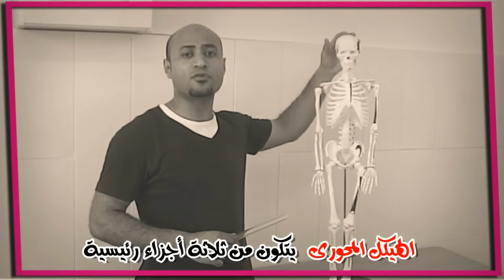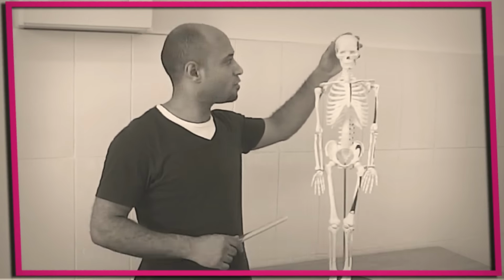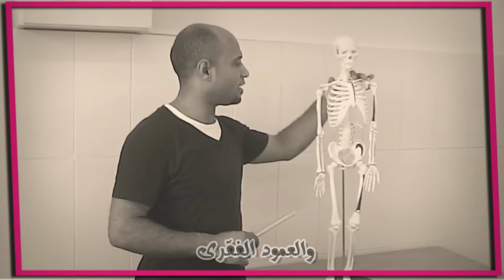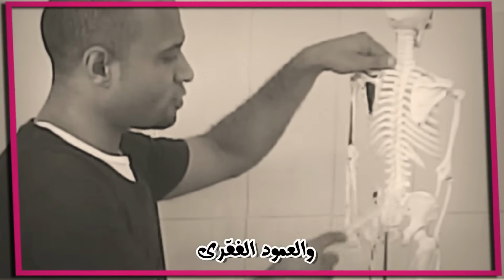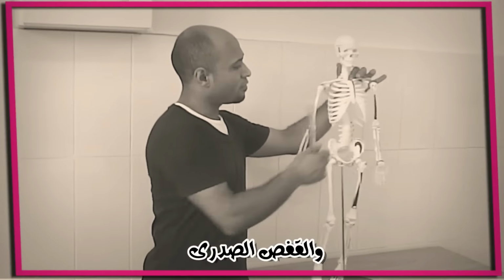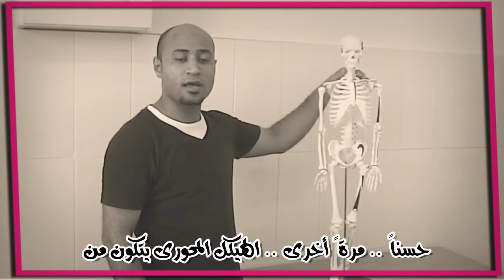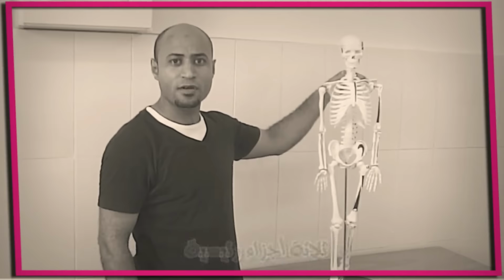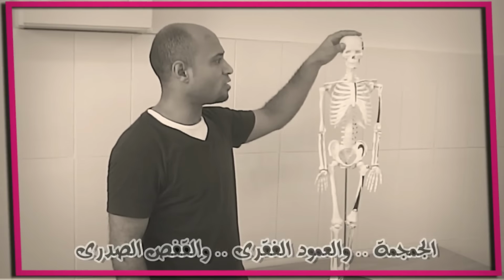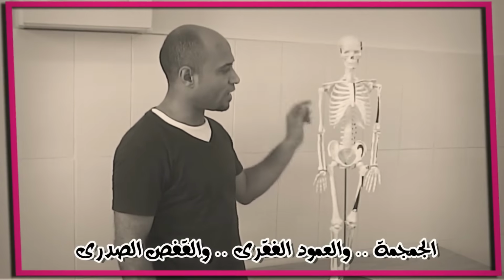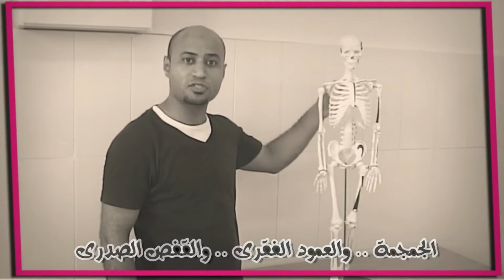The axial skeleton consists of three main parts: the skull and the backbone and the rib cage. Okay? Again, the axial skeleton consists of three main parts: the skull, backbone, and the rib cage.